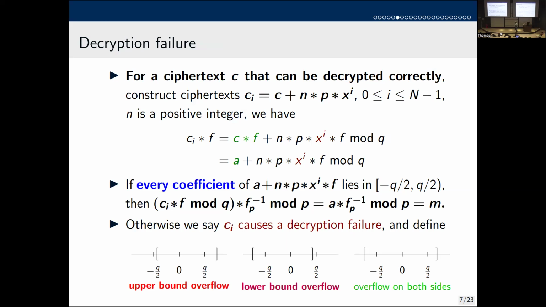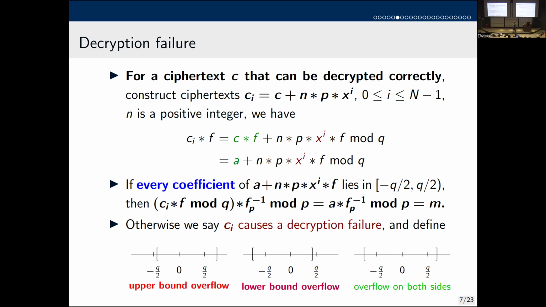The observation is very simple. When n is small, probably okay, but when n is big enough, at a certain stage the decryption will fail. So what you try to do is find the smallest n such that the decryption fails. If you do decryption, you now have Ci times F, so you get C times F, which is A, which I described earlier, and you add N times P times Xi times F.